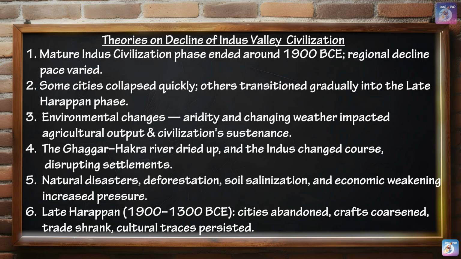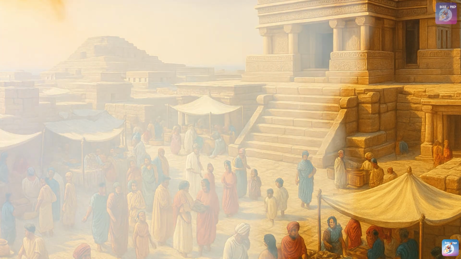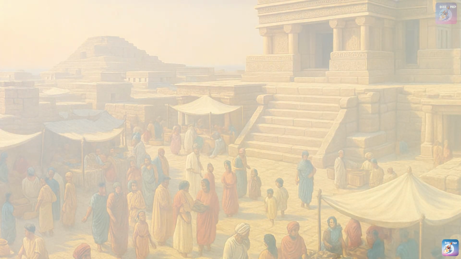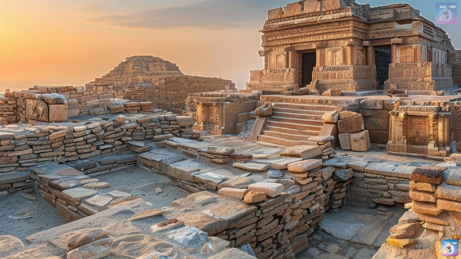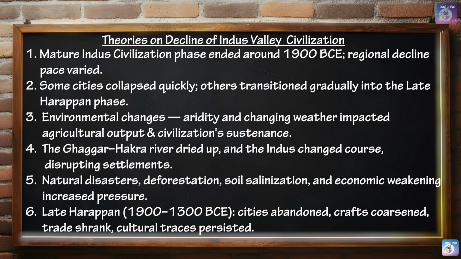In the late Harappan period, between 1900 and 1300 BC, major cities were abandoned. People moved to smaller rural settlements. Craft traditions lost their earlier precision. Long distance trade networks shrank, yet traces of Harappan culture continued in pottery styles, ornaments, and local practices.